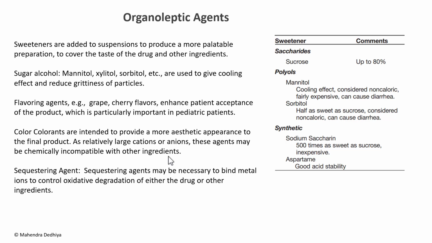Organoleptic agents for oral suspension are critical. Oral suspensions have grittiness because of the particles. They need to be palatable. Otherwise, patients will not use them, especially children. So to cover the taste and the grittiness, sugar alcohols such as mannitol and sorbitol are commonly used as they give a cooling effect. And the cooling effect reduces the grittiness feel of the particles.